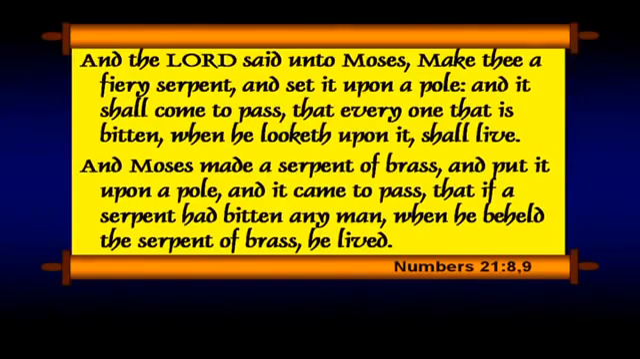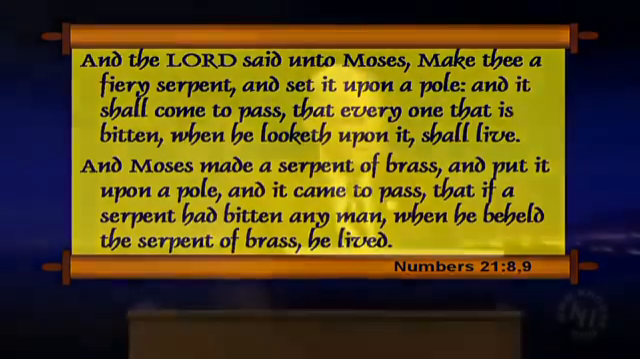But first of all, the verse in Numbers 21. The Lord said unto Moses, make thee a fiery serpent, set it upon a pole, and it shall come to pass that everyone that is bitten, when he looketh upon it, shall live. And Moses made a serpent of brass, put it on a pole, and it came to pass that if a serpent had bitten any man, when he beheld the serpent of brass, he lived. Wow, kind of weird. Why?